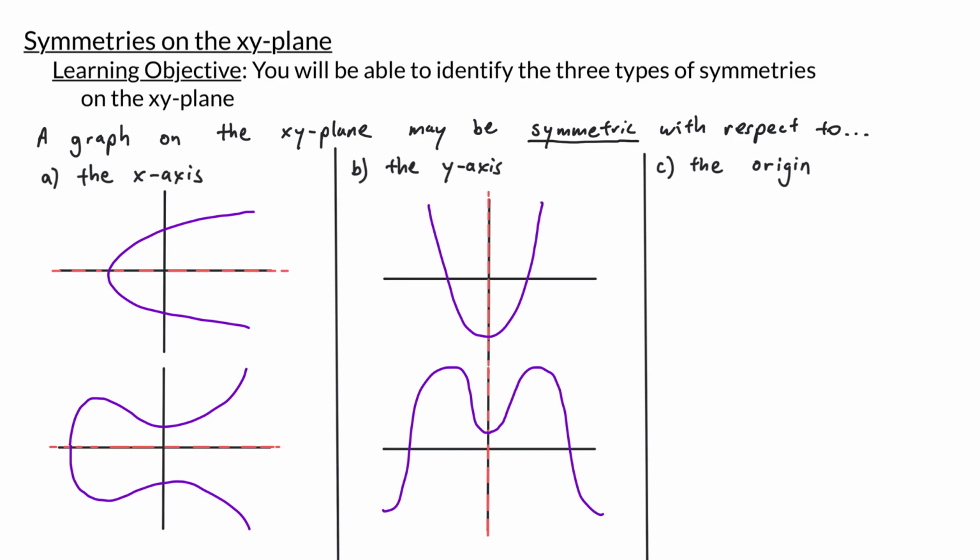Our last type of symmetry that we're going to talk about is symmetry with respect to the origin. This time, the origin acts as a mirror for our graph. For any point on our graph, if we draw a straight line from that point through the origin, we have a reflection on the other side. An example of a graph that has symmetry with respect to the origin looks something like this.